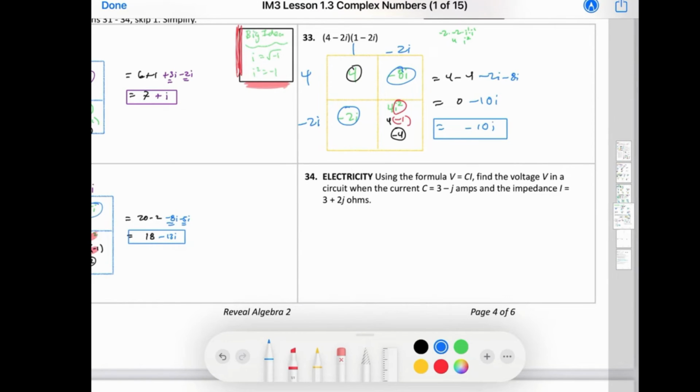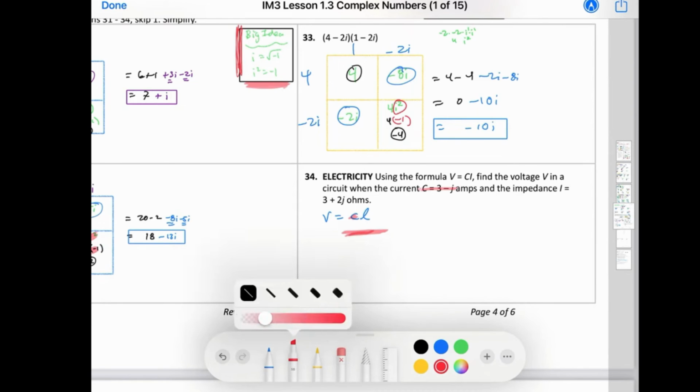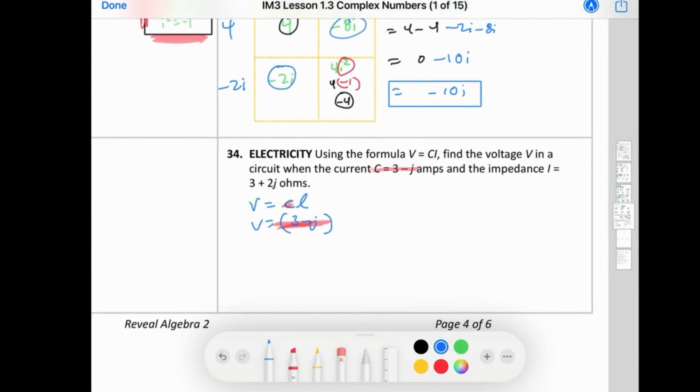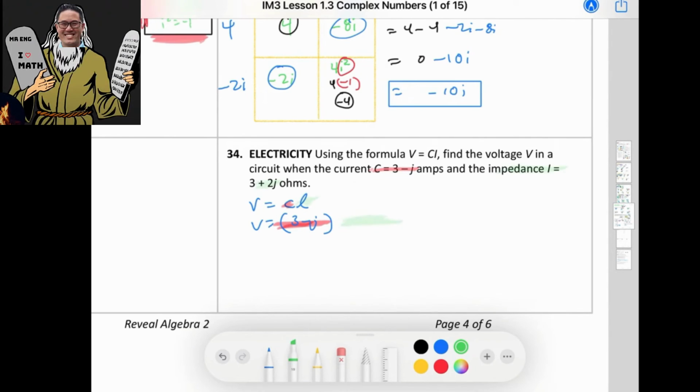Alright, use the formula V equals CL. Let's write that down. Find the voltage in the circuit with the current. So C equals that. And the L impedance is this. We're just going to multiply it.